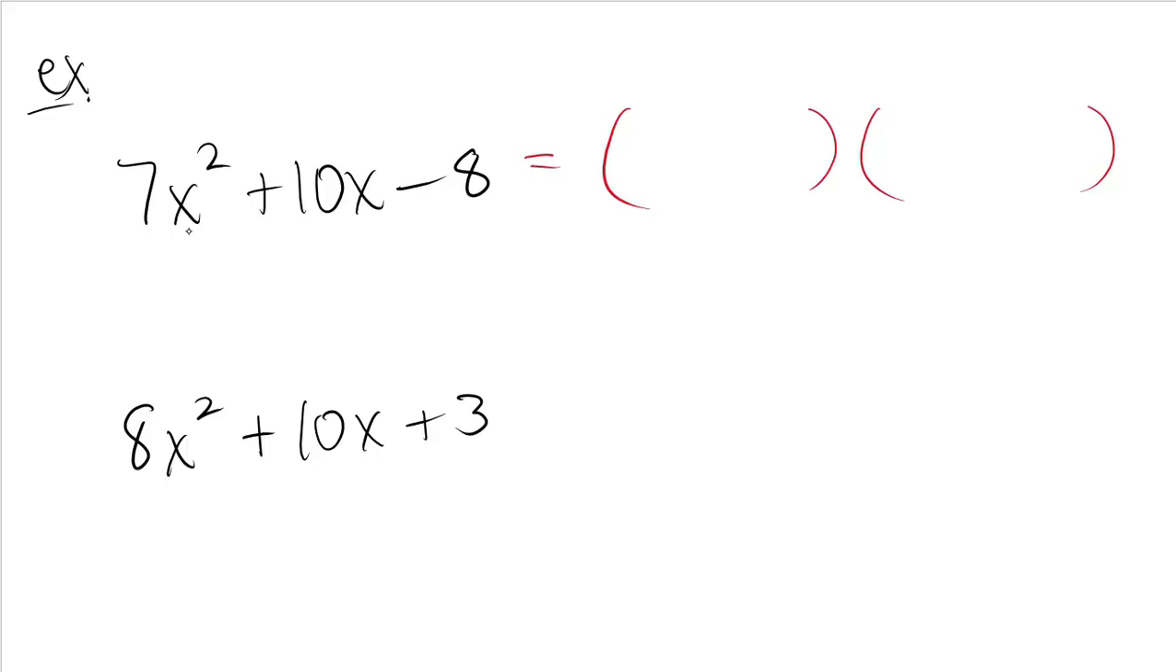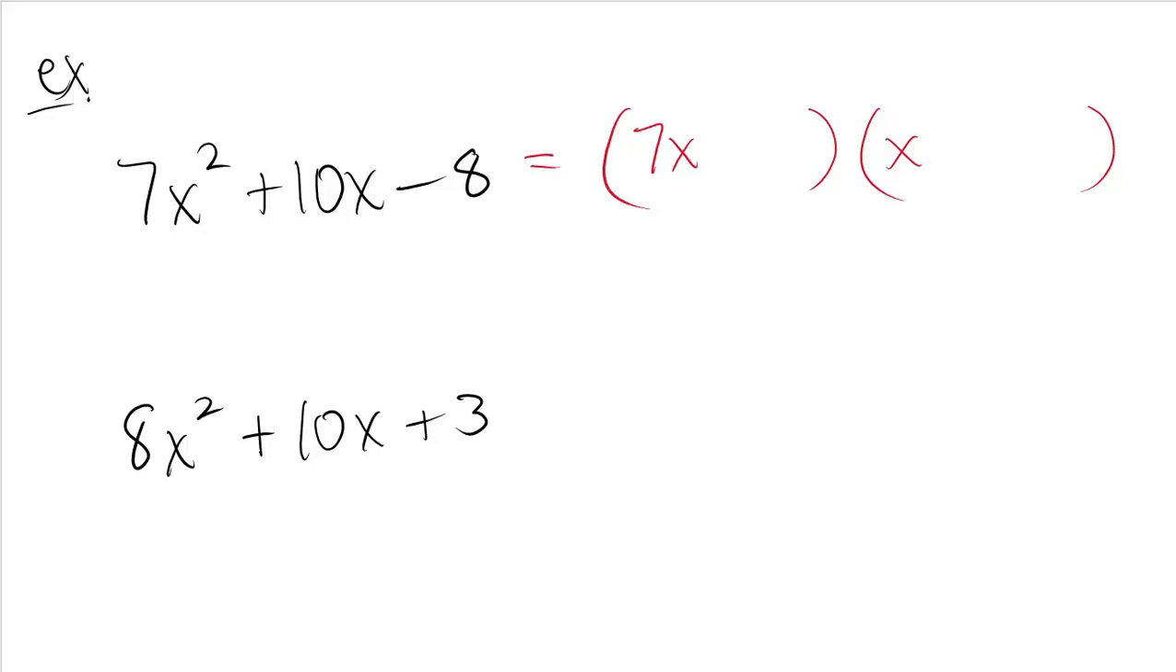In the first example, the leading term is 7x squared, so I'm going to need two terms that multiply to 7x squared, and the most obvious thing to try is 7x times x. When I start the FOIL process, that will give me the 7x squared. My focus is on the constant term next. I need to come up with an 8, but I'm keeping that 10x in mind. I need two numbers that multiply to 8, and I need to place them in such a way that when I do the outer and inner part of the FOIL process, I get that 10x.